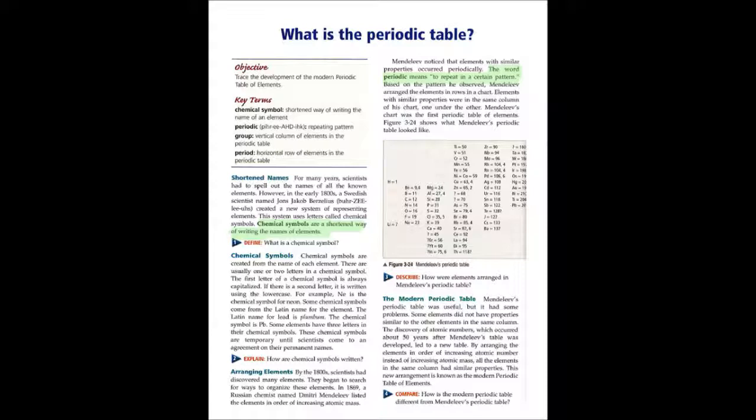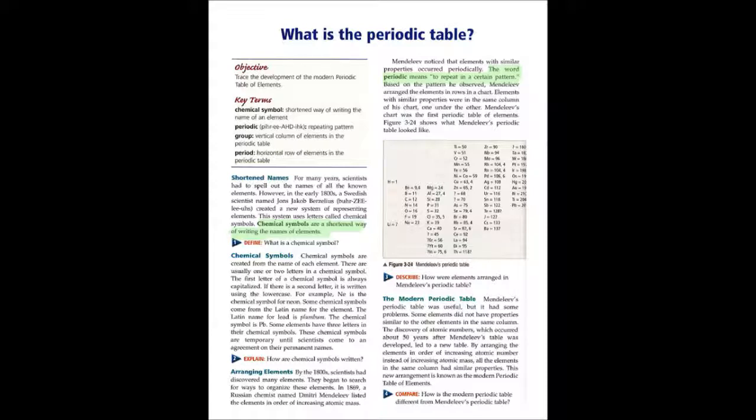Some chemical symbols come from the Latin name for the element. The Latin name for lead is plumbum. The chemical symbol is Pb. Some elements have three letters in their chemical symbols. These chemical symbols are temporary until scientists come to an agreement on their permanent names. Explain: how are chemical symbols written?